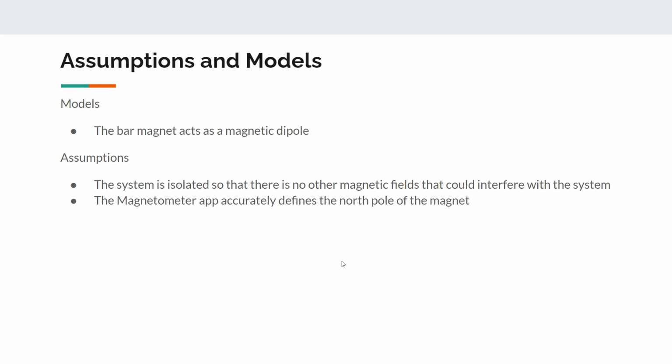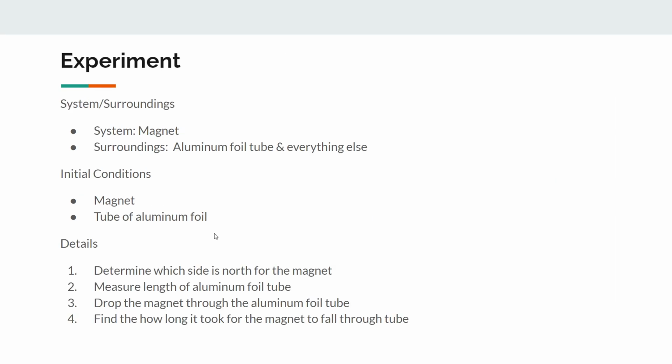The model was that the bar magnet acts as a magnetic dipole while falling through the tube of aluminum foil, and the assumptions were that the system is isolated so that there are no other magnetic fields that can interfere with the system. The magnetometer app accurately defines the north of the magnet. For the experiment, we have the system, which is the magnet, and the surroundings, which are the aluminum tube and everything else.